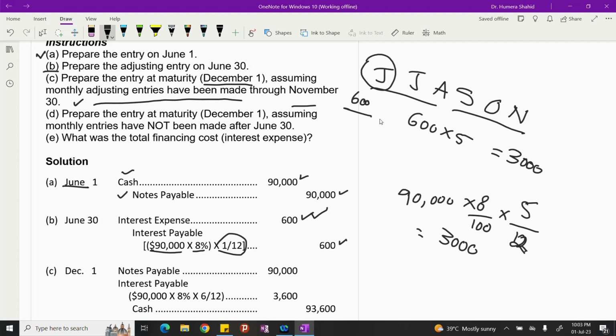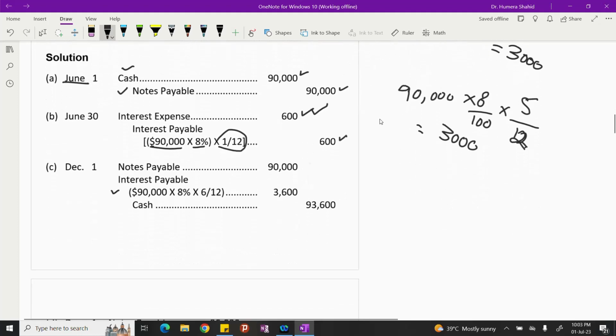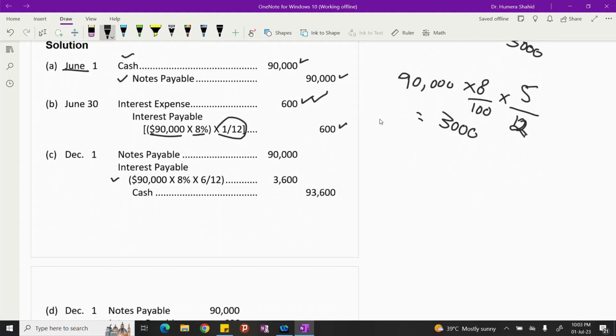Okay, so both ways are okay. If you see here, I did it with the formula. You can also simply multiply and calculate your interest payable. So altogether, how much interest payable is there in the first journal entry?